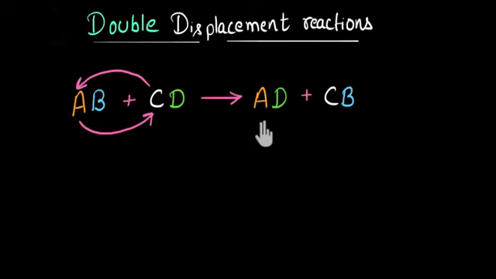Now you can see why this is called a double displacement reaction, because in a way we can say that A is displacing C and C is in turn displacing A. And since there are two displacements, we can call it a double displacement reaction. Okay, now let's look at an actual reaction.